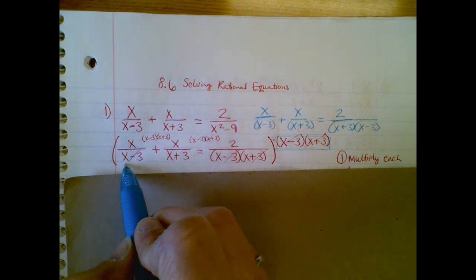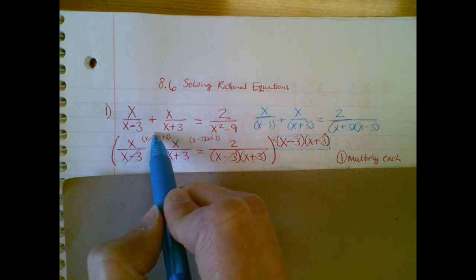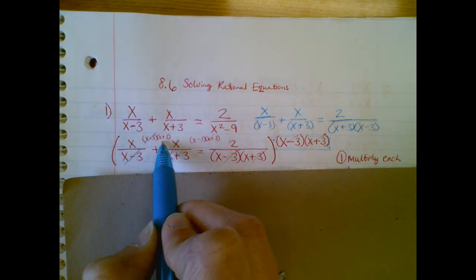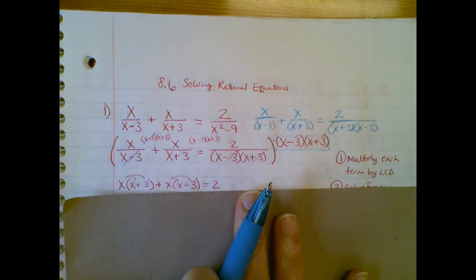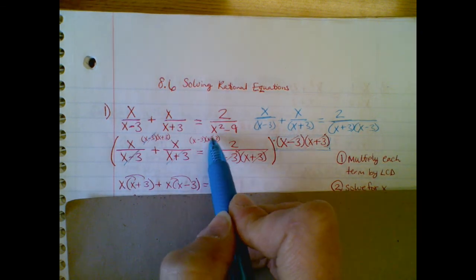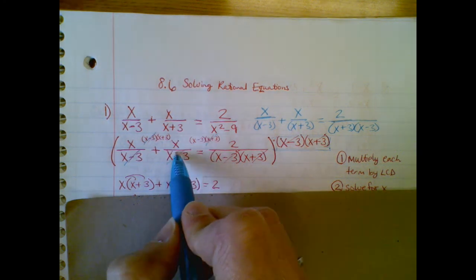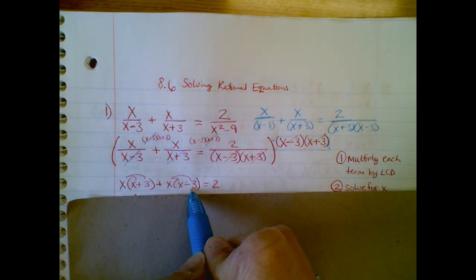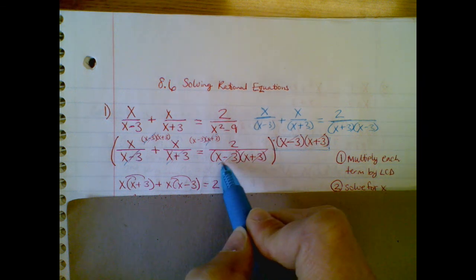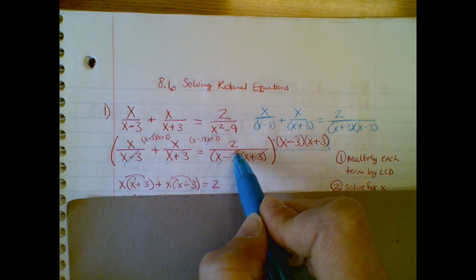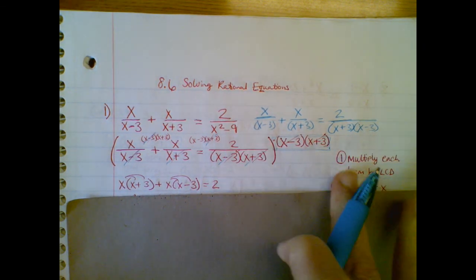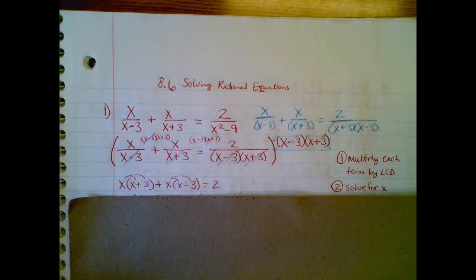So in this first term, the x minus 3's cancel out, so we have this x times this x plus 3 left over. So we're going to bring that down. This next one, the x plus 3's now cancel out, so we have this x and this x minus 3 left over. Now this last one, the x minus 3's cancel, the x plus 3's cancel, so we just have this 2 left over. So now we're left with this equation. We have no more denominators left over. That's good. Now we want to solve for x.